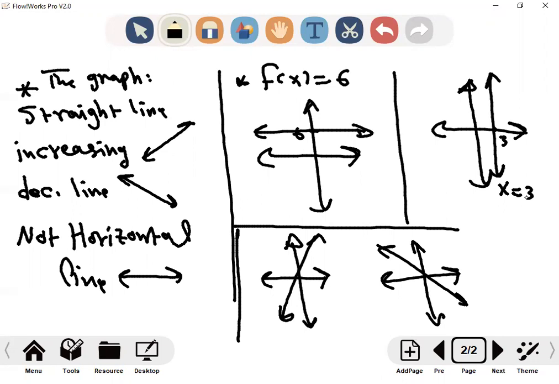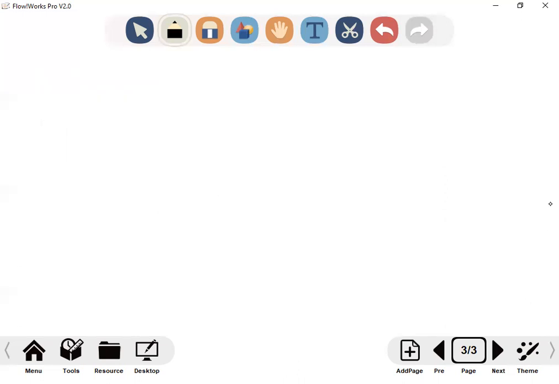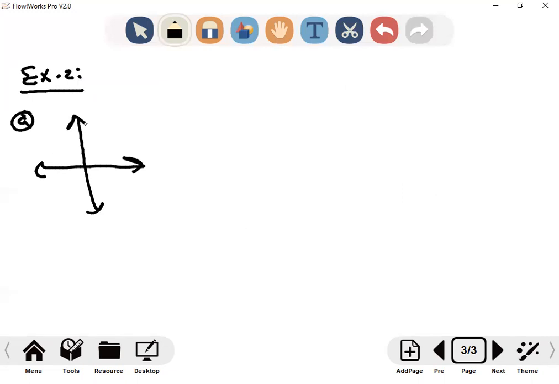Now, in example 2, we have 2 graphs. Identify the linear or non-linear. The first one, A. Take a look there, please. We have something like this. Is this linear? No. It's neither increasing nor decreasing. This is non-linear. It is a function but not linear. Got it? Now part B.